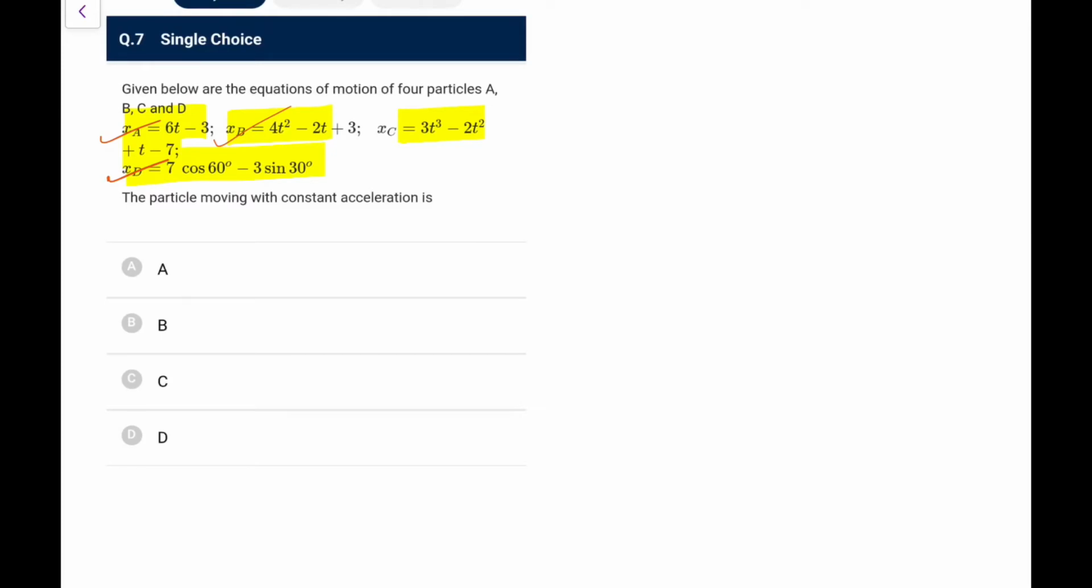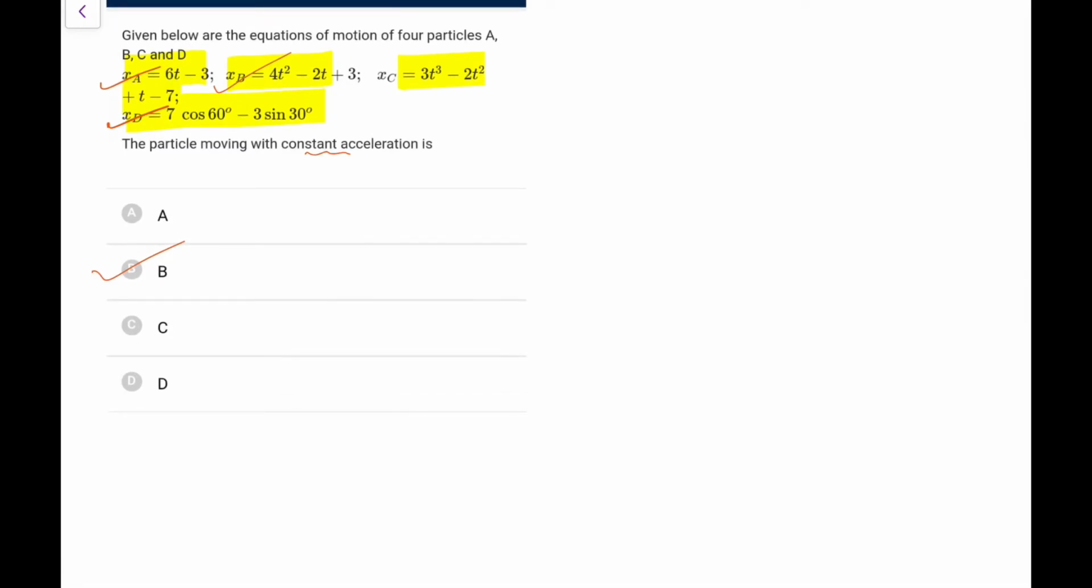So the particle moving with constant acceleration is typically ABC, but because it is asked for constant acceleration, for the most appropriate one I will go for B, because that has a non-zero acceleration. Otherwise here also they are not accelerated, so B is more appropriate, because A and D typically you will say are not even accelerated.